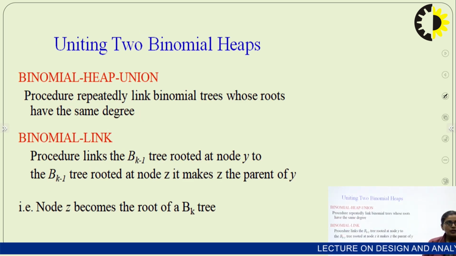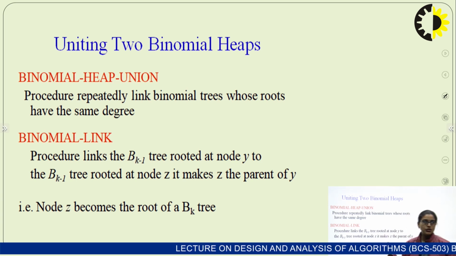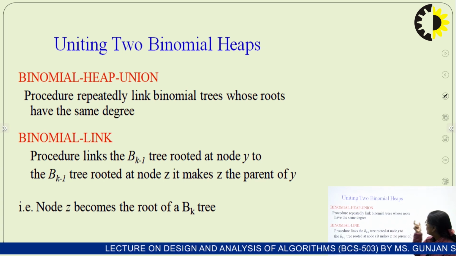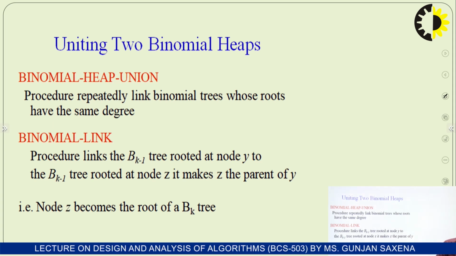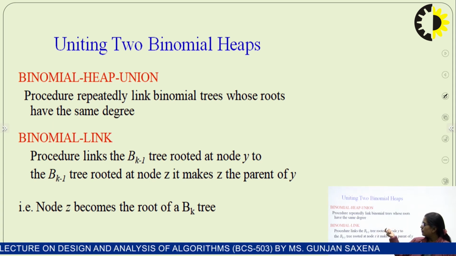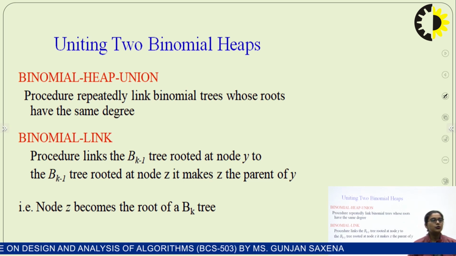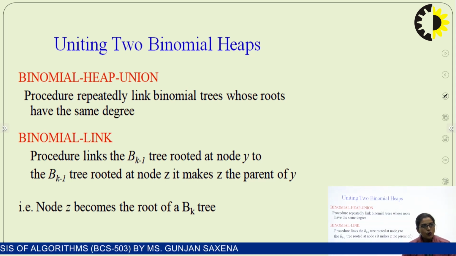Okay. So what is the process of uniting two binomial heaps, or the union of two binomial heaps? There are two steps we are discussing. First, we have to repeatedly link binomial trees whose roots have the same degree. What is the process of linking? Basically, in the linking procedure, the B(k-1) tree rooted at node y is linked to the B(k-1) tree rooted at node z. It makes z the parent of y. Node z becomes the root of the Bk tree.